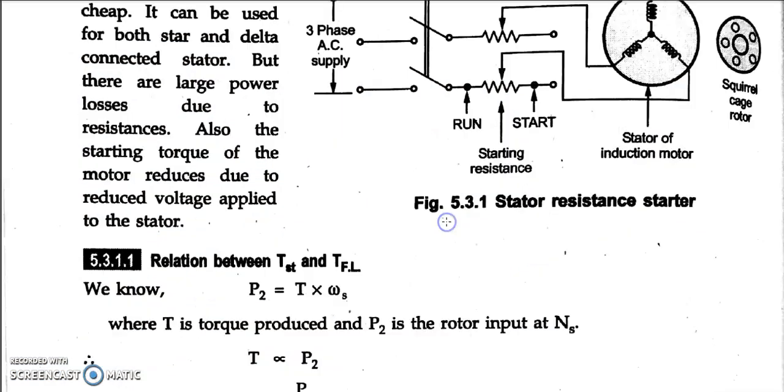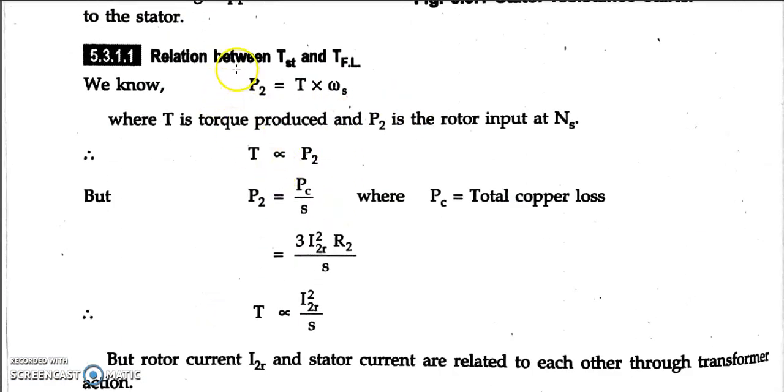Now let us see the relation between torque at the start and full load torque. As we all know, we have an equation for rotor power input, where P2 is the power input. We already know that P is equal to T omega in generalized form. Since we are concerned more about the rotor part, rotor input, whatever torque is there is with respect to the rotor part and not the stator part. So I am writing in terms of the rotor. P2 is equal to T omega S, where P2 is the rotor input, T is the torque developed inside the motor, and omega S is the speed.